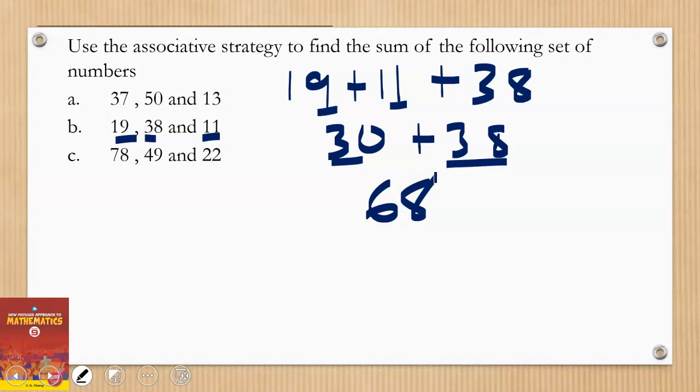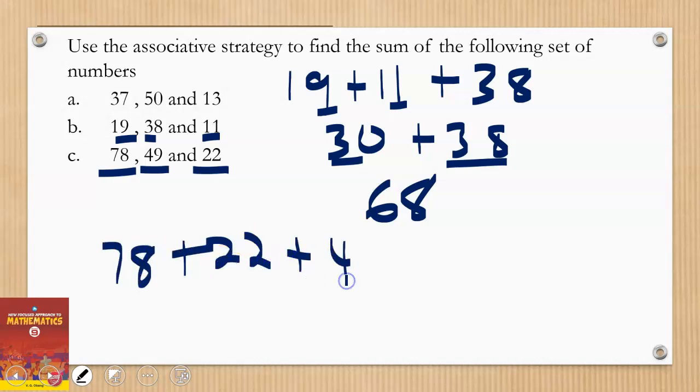Finally, if I'm to do this plus this plus this, I'll do the arrangement 78 plus 22, then plus 49.